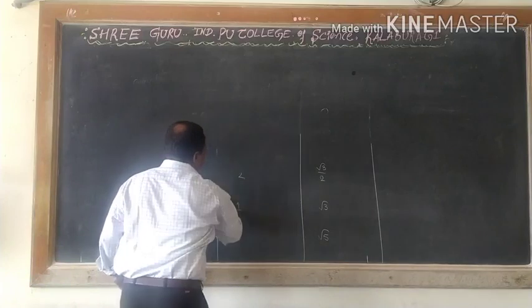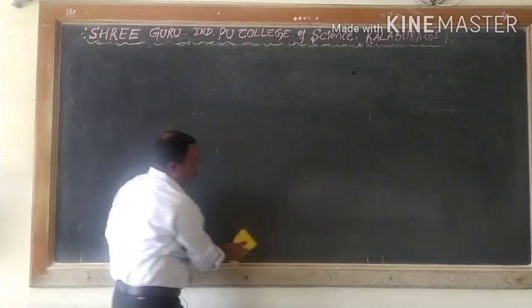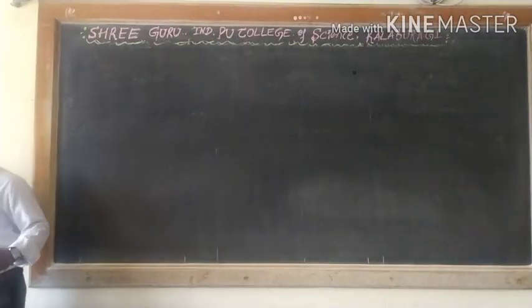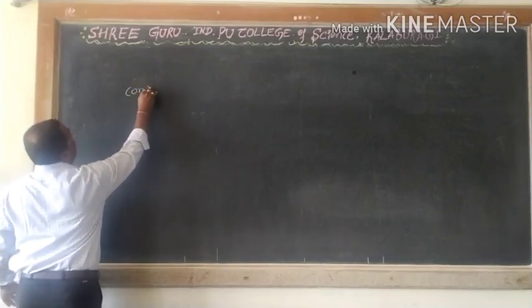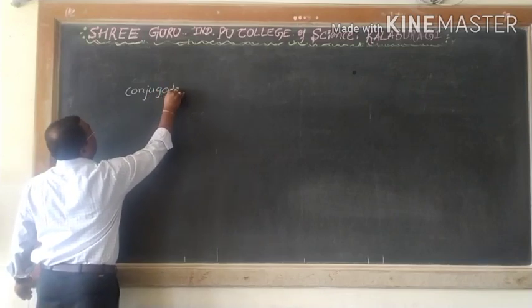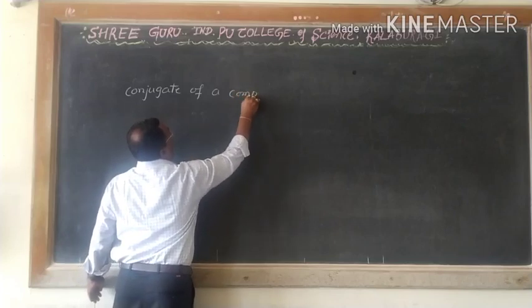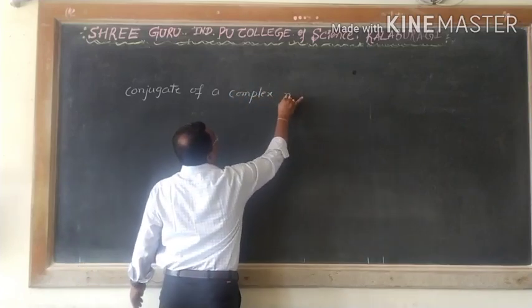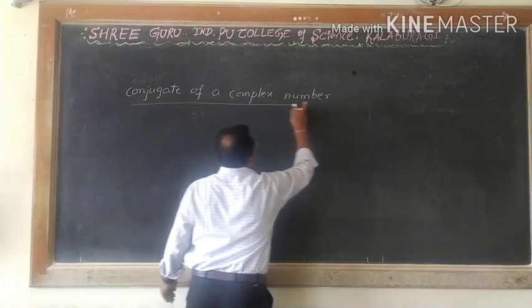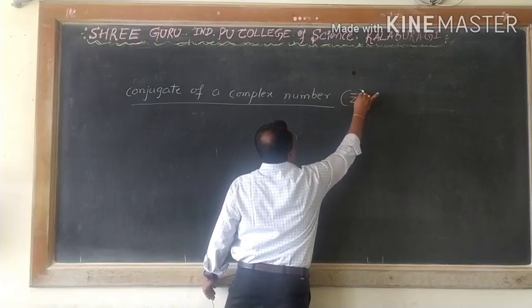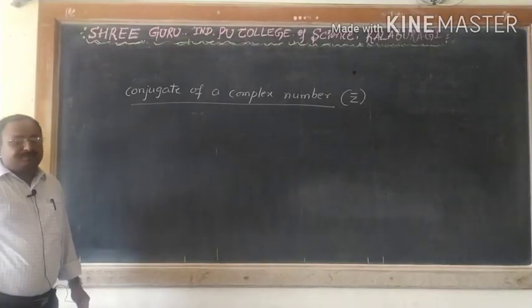Next, conjugate of a complex number. Conjugate of a complex number. It is denoted by Z bar. The symbol is bar. Conjugate of a complex number.